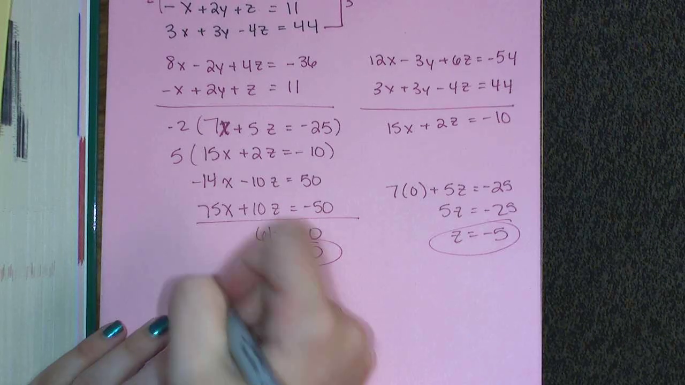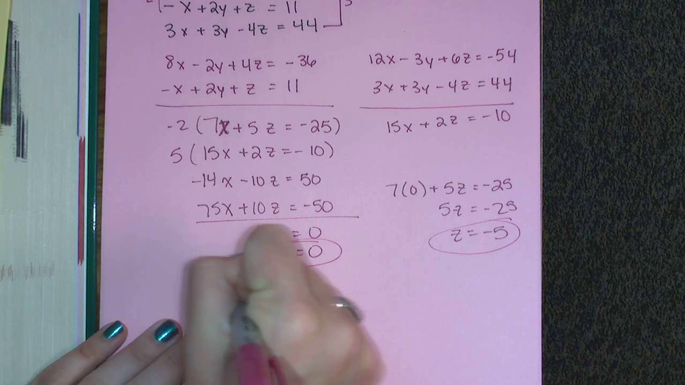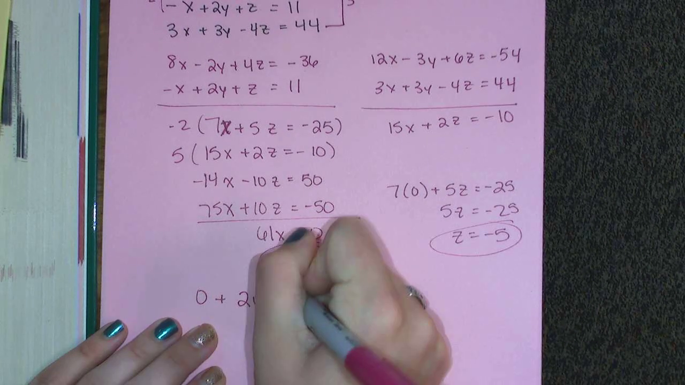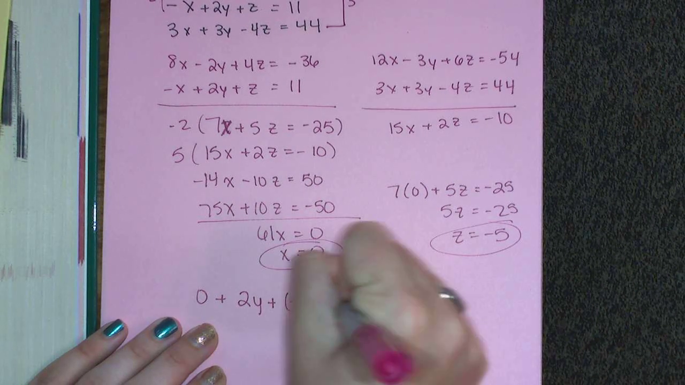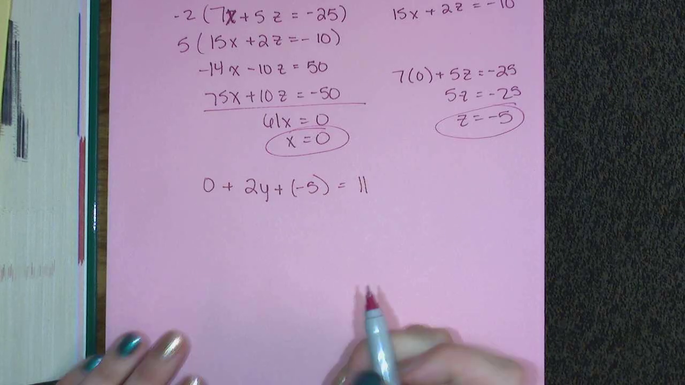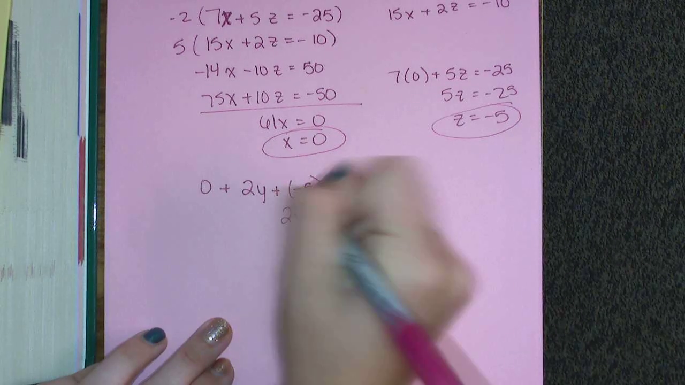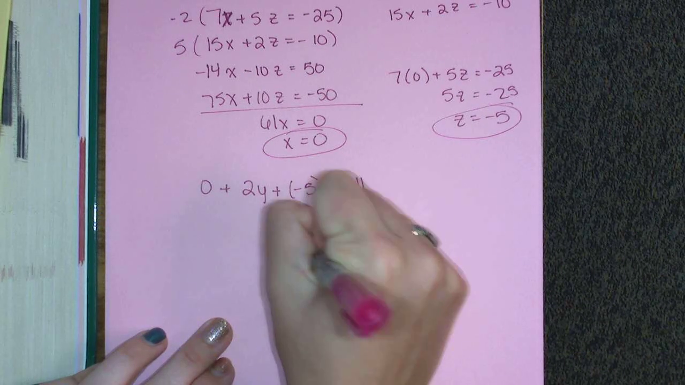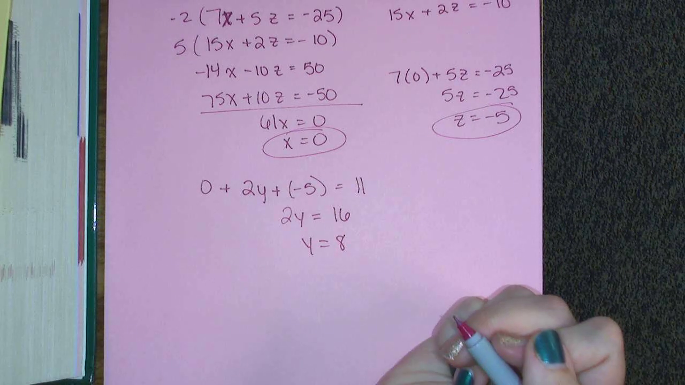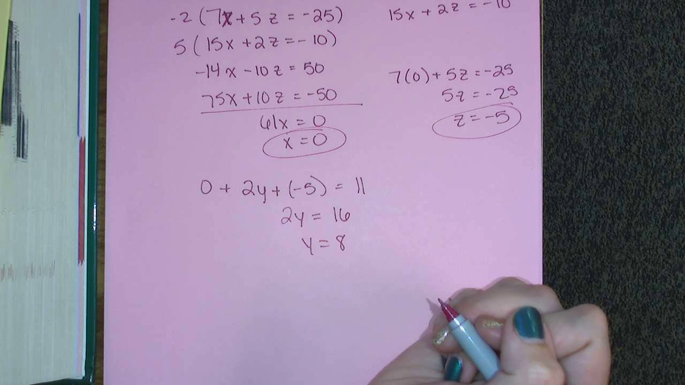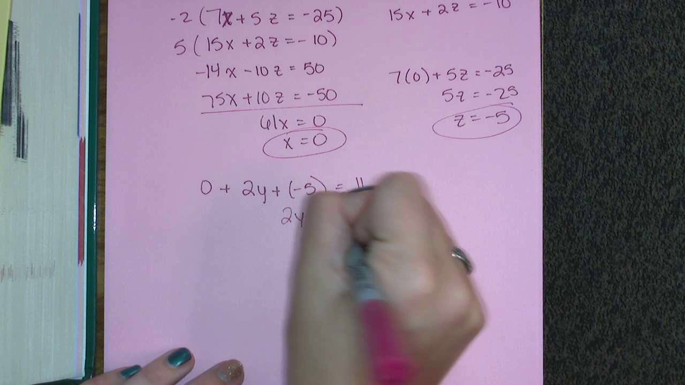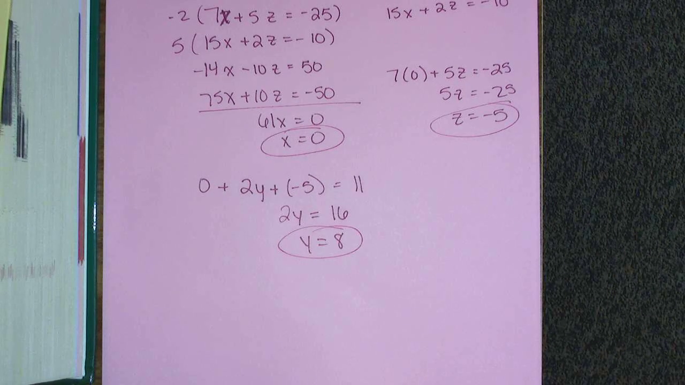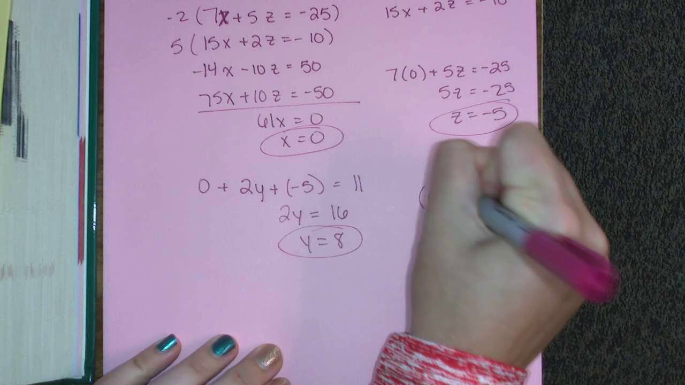Okay, so 0 plus 2y plus negative 5 is equal to 11. So 2y is equal to 16. Y is equal to 8. Oh, because you add 5. Never mind, that was such frustration. Okay, how do I write my answer? 0, 8, negative 5.